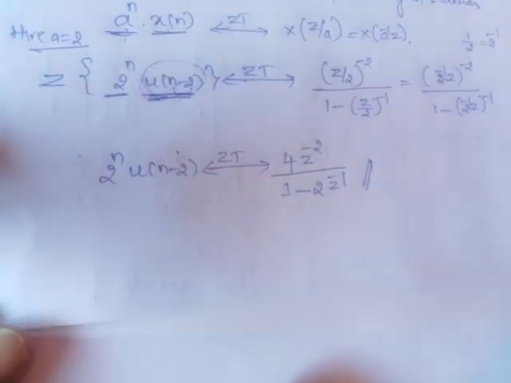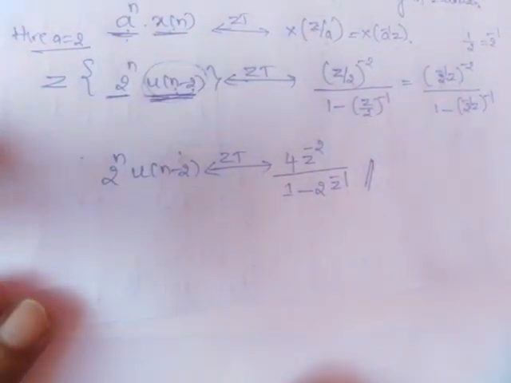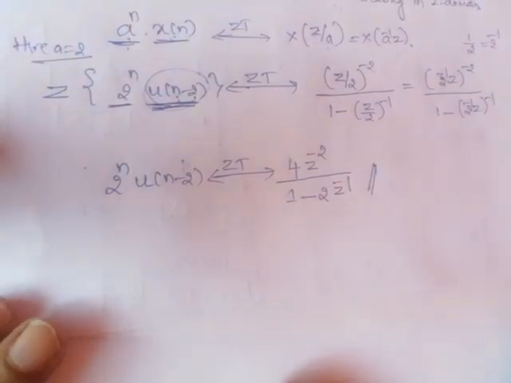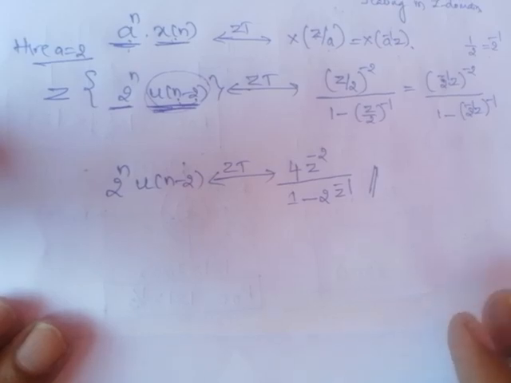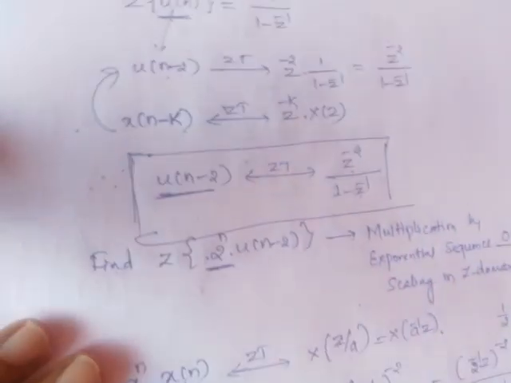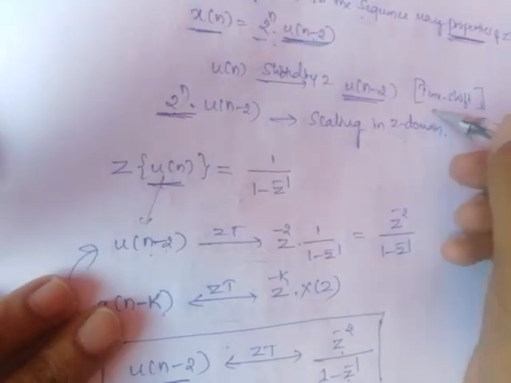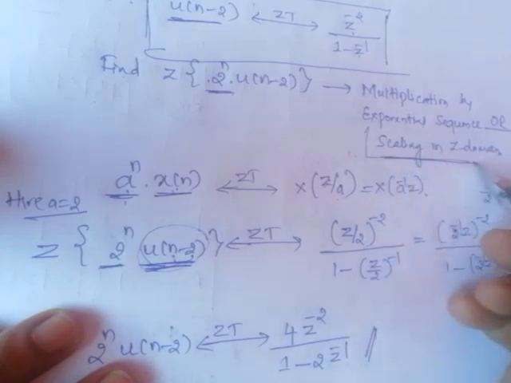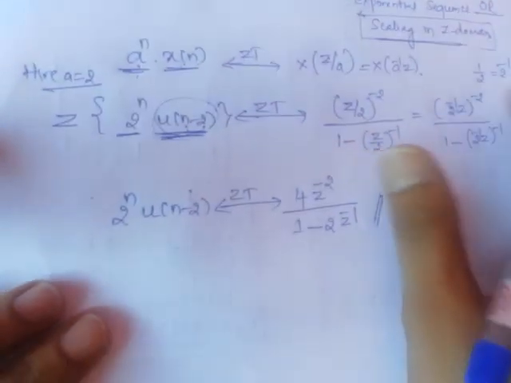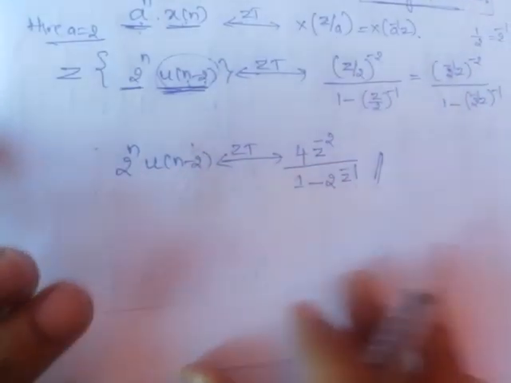We discussed this example. For the given example, we used two properties: the time shift property and the scaling in z domain property. So how many properties did we use here? Two properties.